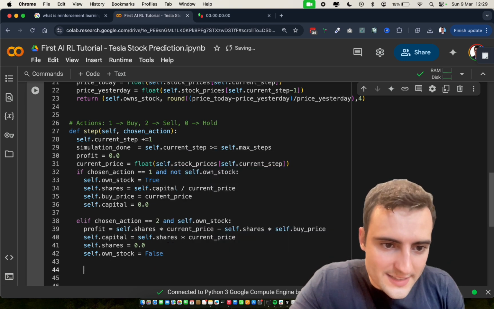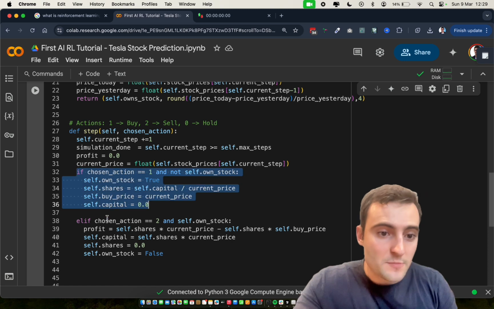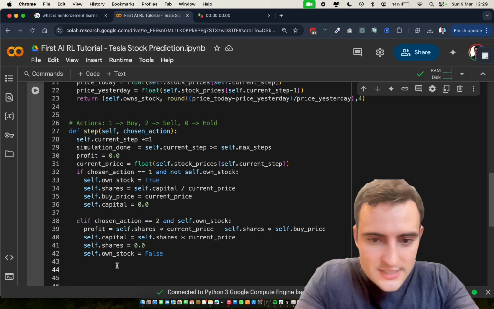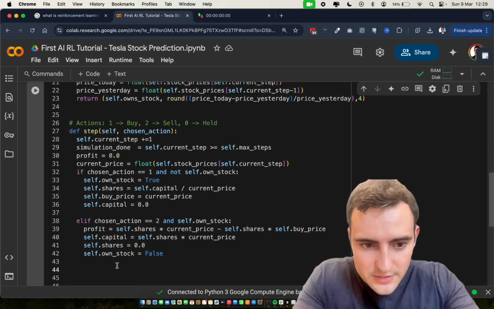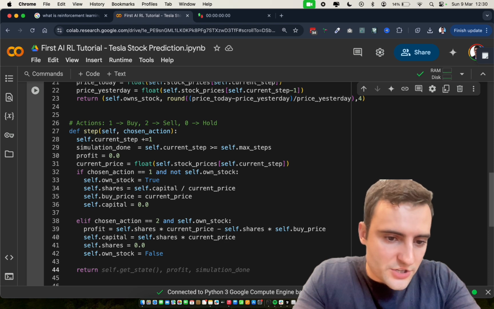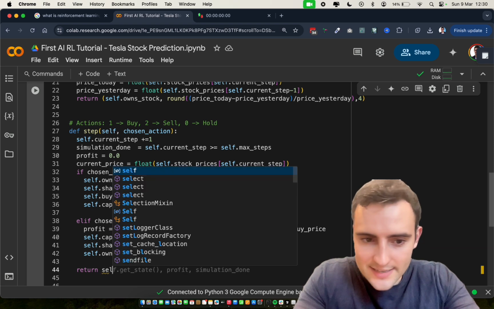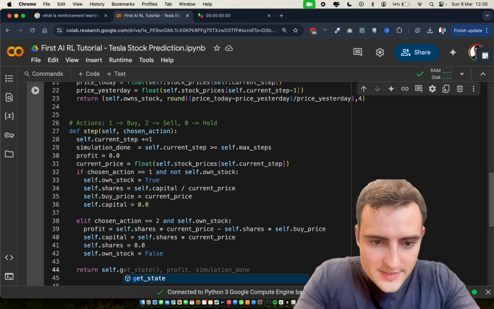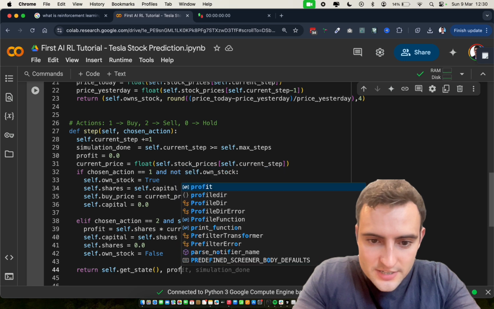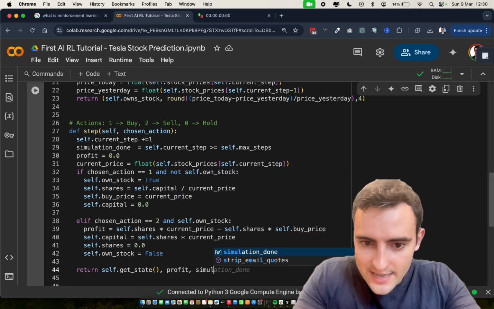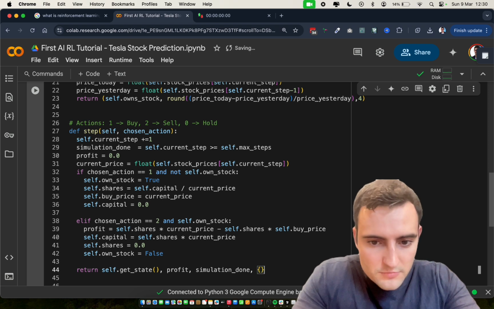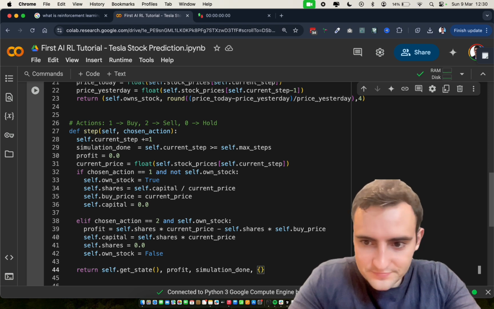We can buy, we can sell, there's certain consequences to that, but we can also hold, right? And so if the chosen action is 0, it's none of those. What we can write is return, which is basically nothing happens, right? So we write at the end, return self.get_state, we return the profit, the simulation done, if it is done, and then the info dictionary here, which is nothing.